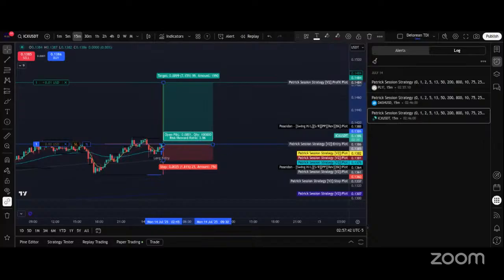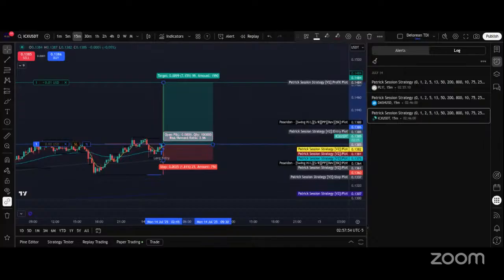Here's your next call. ICX USDT. This is ICX versus Tether. 15-minute confirmation. Market execution buy. Entry price is 0.1385. Stop loss is 0.1360 for 25 pips. Take profit is 0.1484 for 99 pips, and a risk reward ratio of 3.96.